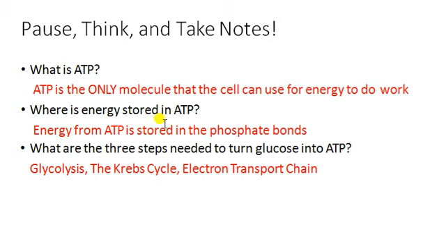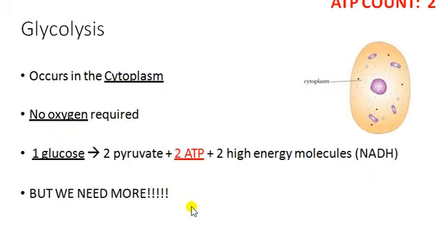Where is energy stored in ATP? Energy from ATP is stored in the phosphate bonds. One phosphate is bonded with another phosphate, like that the 3 phosphate bonds. So it is stored there. The 3 steps where it is formed: glycolysis, Krebs cycle, electron transport chain.